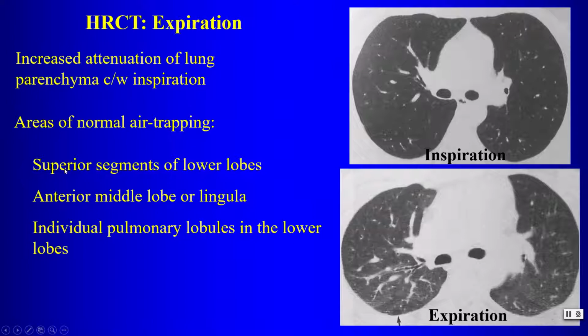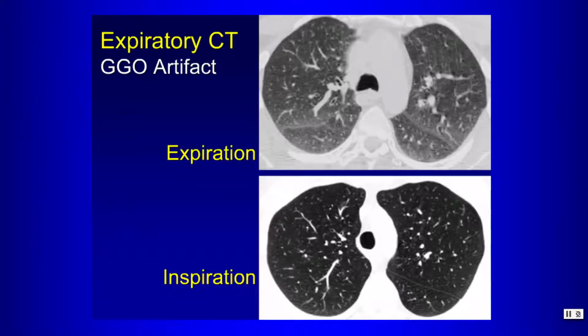Now, if we do images at expiration, it's helpful for looking for air trapping. So there might be areas of normal air trapping, like the superior segments of the lower lobes or the anterior middle lobe or lingula. Sometimes individual pulmonary lobules within the lower lobe, as demonstrated here, might also demonstrate air trapping. So you have to be careful when you're interpreting air trapping here on some patients.